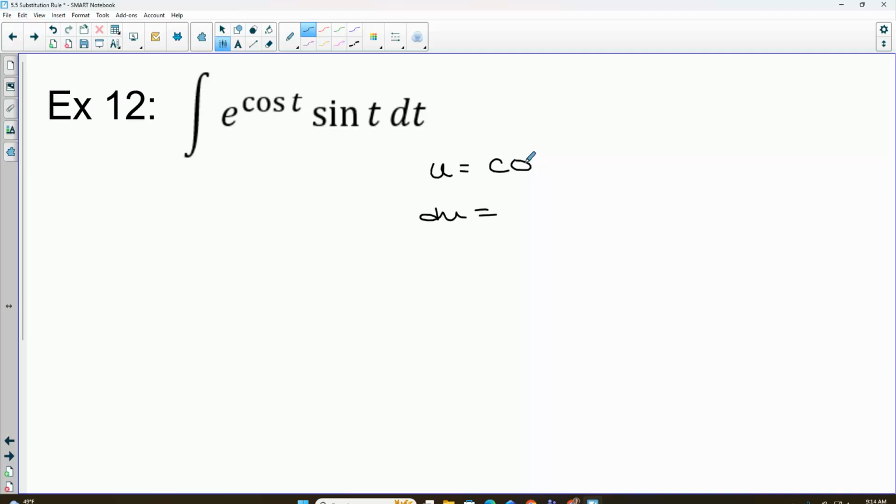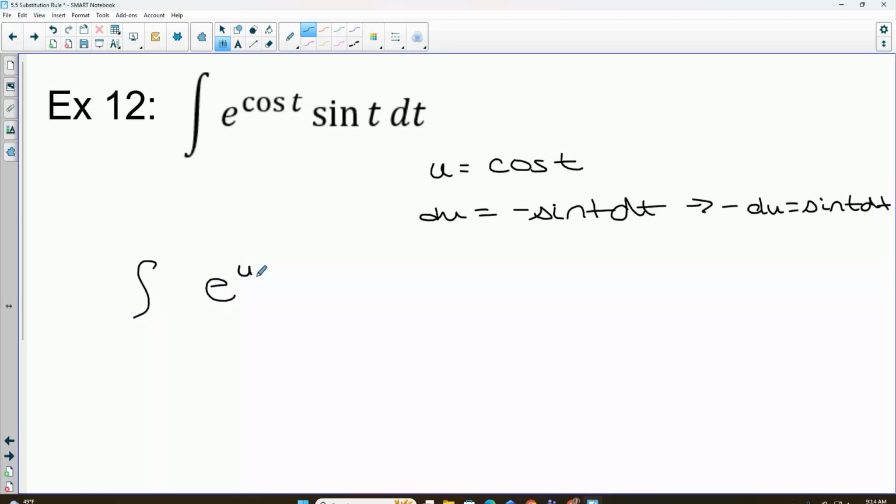So let's flip it around. So u would have to be cosine t, which means du is negative sine t dt. We don't need the negative, so negative du equals sine t dt. So we'll integrate e to the u, and we need a negative and a du.